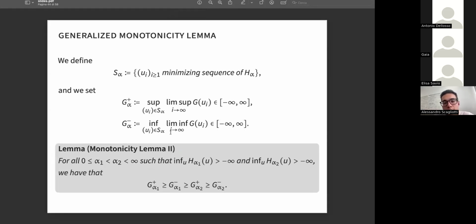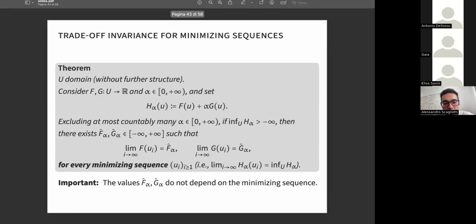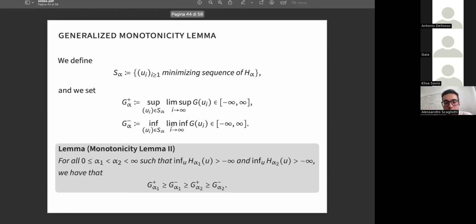And what is the idea for proving that? Once again, if this result seems unexpected and maybe too powerful, too strong to be true, it follows from a much more reasonable result, which is a generalized monotonicity lemma.